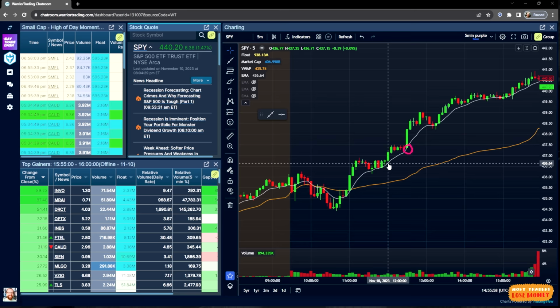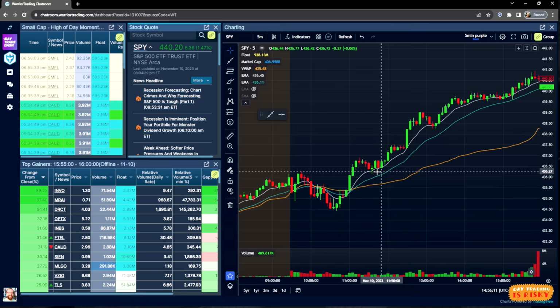I find that if the price breaks the 9, the next level that we are looking at is the 20. So we've got the 9 moving average, which is our first level of support, and then we have the 20.